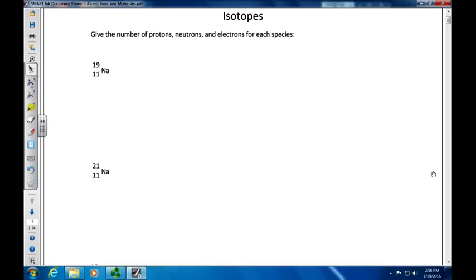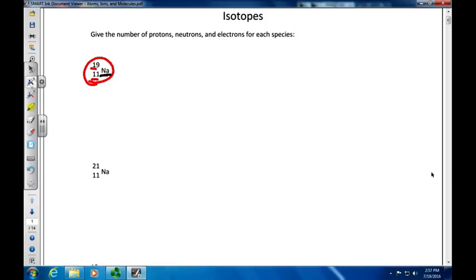And today we are going to be discussing isotopes, how to identify the number of protons, neutrons, and electrons in a given isotope. So, isotopes are written pretty standardly in this fashion right here, where you have a number at the top, a number underneath, and then the element's name. This gives us all the information we will need in order to identify the number of protons, neutrons, and electrons in this species. So this particular isotope is called sodium-19.